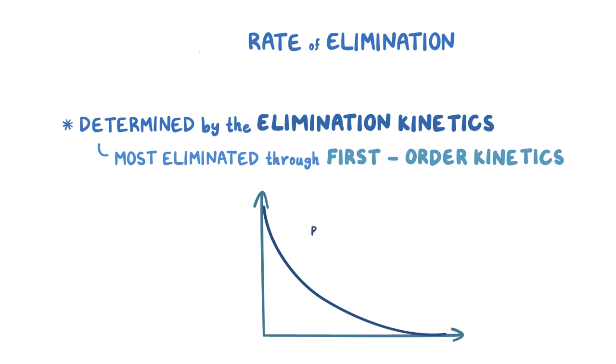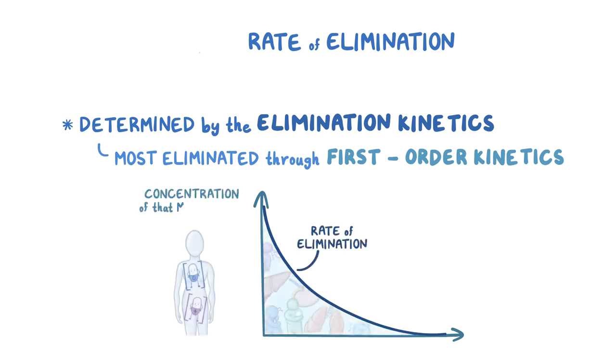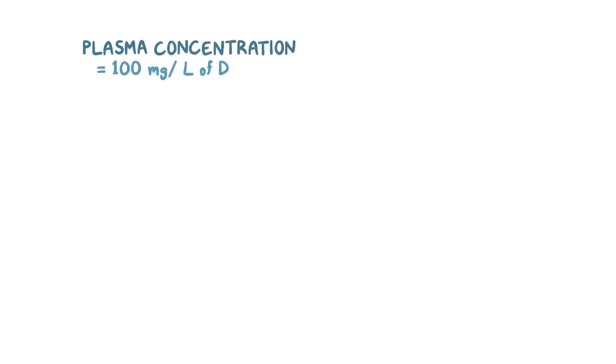What this means is that the rate of elimination is directly proportional to the concentration of that medication in the body. In other words, the absolute amount, or milligrams eliminated per unit of time, may change, but the fraction eliminated always remains the same. So, for example, let's say we started with a plasma concentration of 100 milligrams per liter of drug A and eliminated 50% of it each hour.